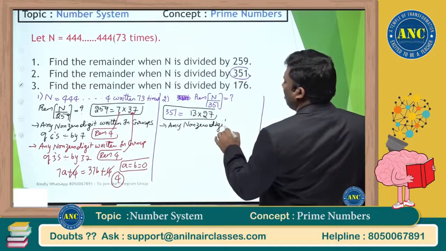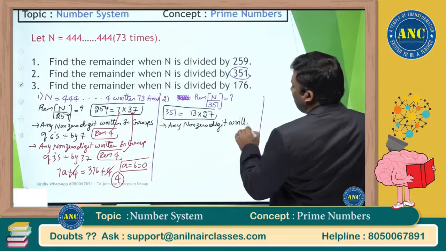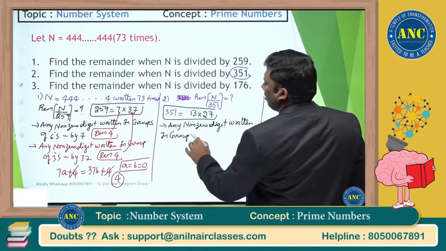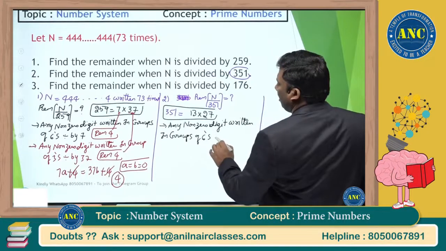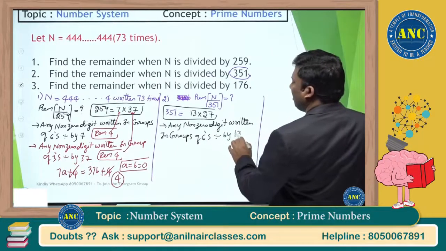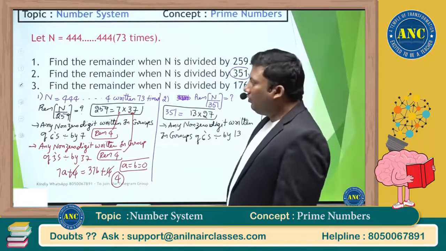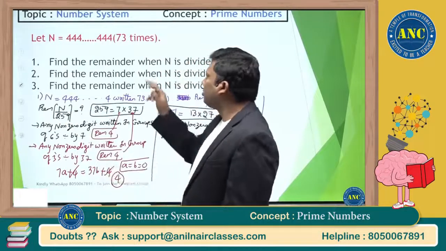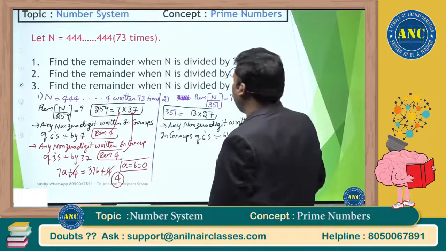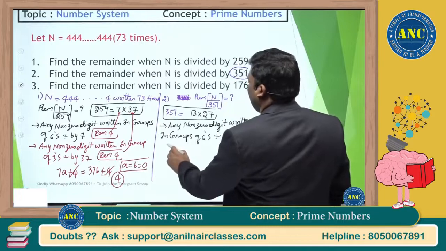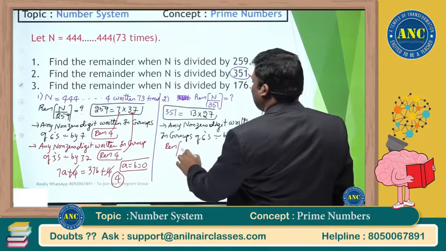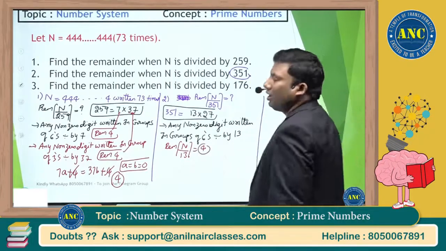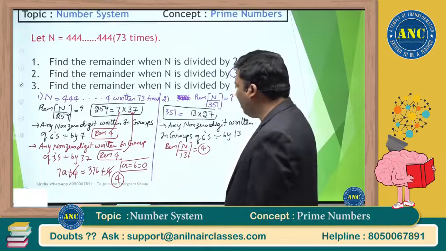For 13, already we discussed: any non-zero digit written in groups of 6 is always divisible by 13. 6 times it is 0, 12 times 0, 6 12s are 72 times it is 0. So what will be the remainder? When n is divided by 13, one 4 is left. I hope the idea is clear.